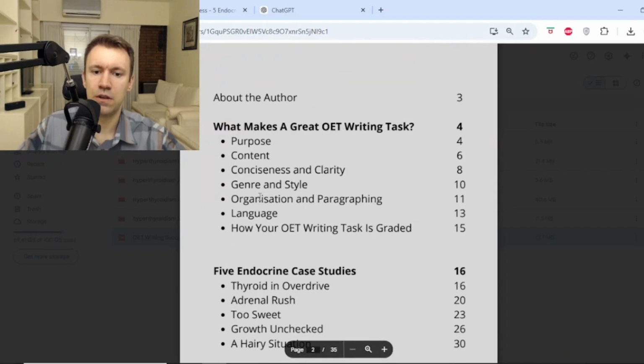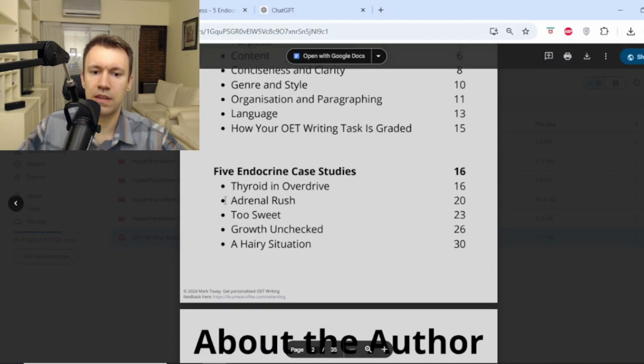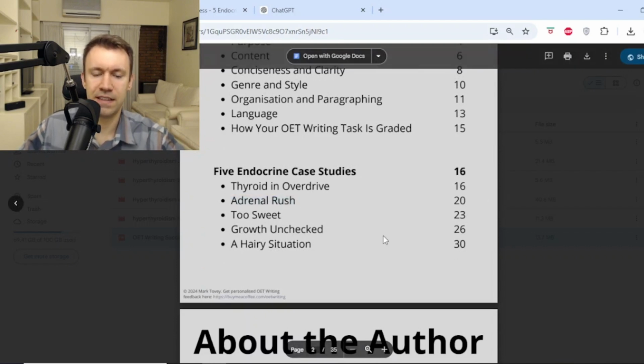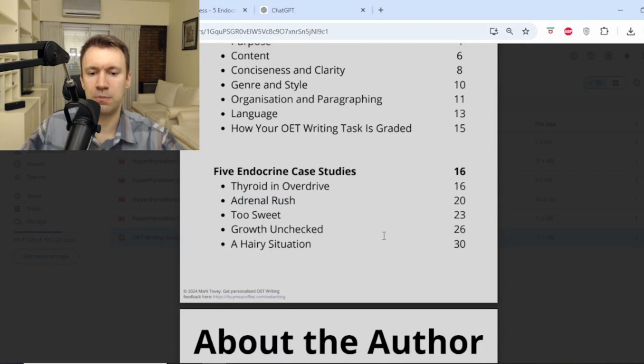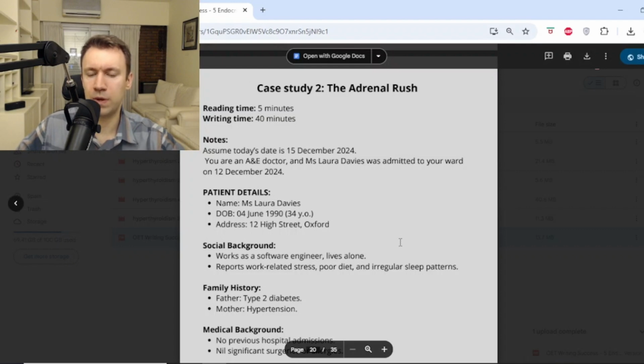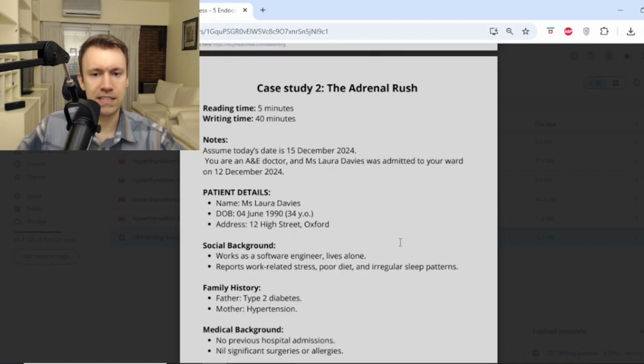In this video, we're going to go through case study number 2, which is a transfer letter for a patient with suspected Pheochromocytoma. So let's get straight into it and find out how to write a model OET writing transfer letter. Once you've downloaded the book, if you scroll to page 20, you're going to find case study number 2.